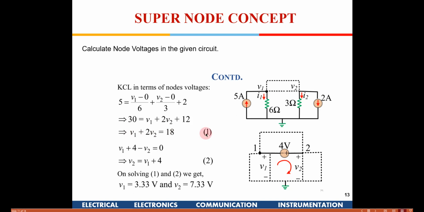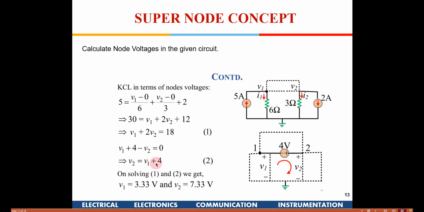And what about the second equation? Now, considering that source, what do we get? This is positive on the V2 side and negative on the V1 side. So V2 minus V1 is equal to 4. So V2 is equal to V1 plus 4. Another 4 volts on V1 gives you V2. So you get the second equation right here.